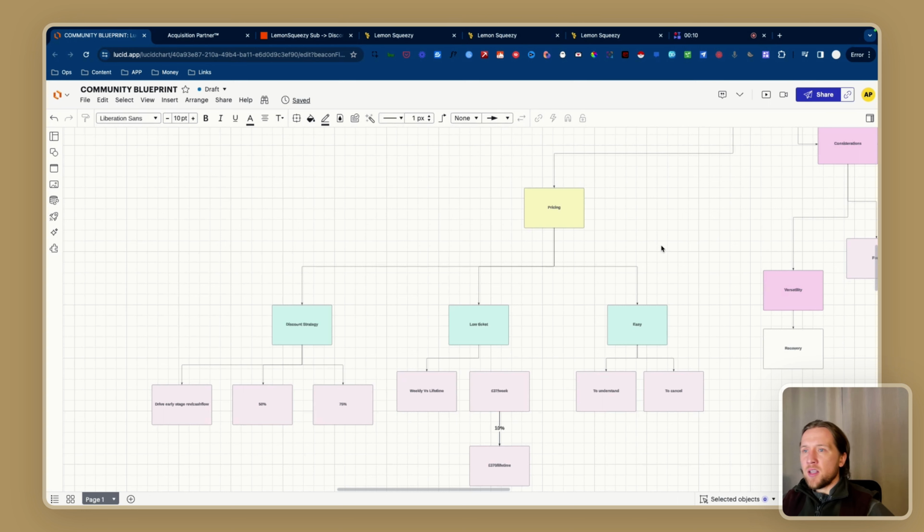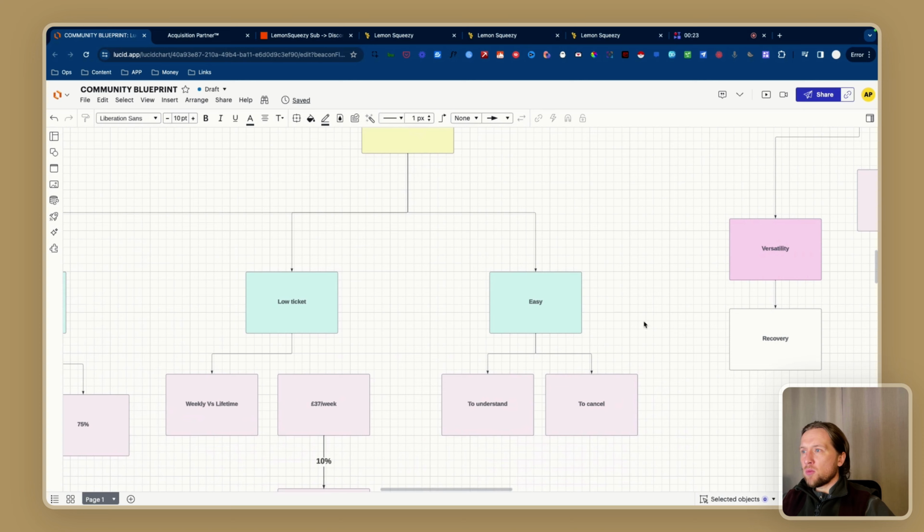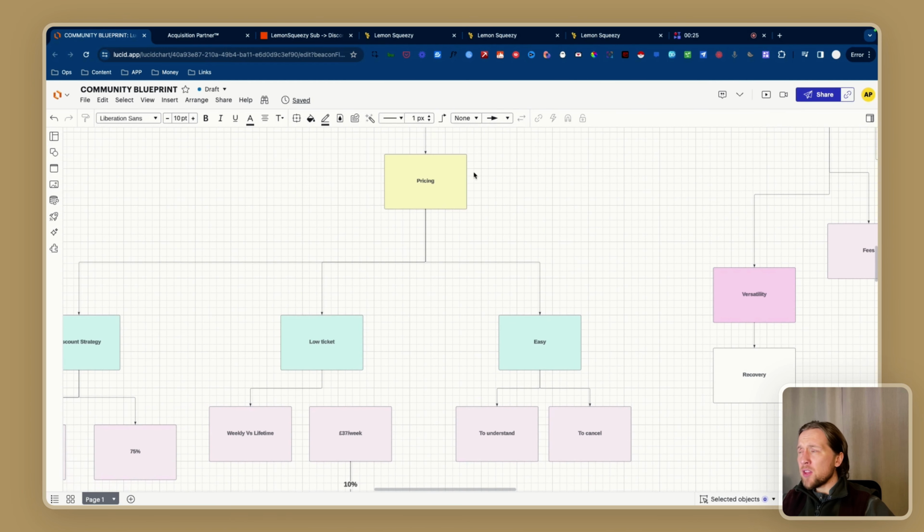Do I charge weekly? Do I charge daily, monthly? What about lifetime subscriptions? How do I basically make the most amount of money possible in the shortest amount of time? And I'm going to show you exactly how to do that. Okay, so the first thing that you want to make sure of with your pricing and with your paid community access is that everything is easy.